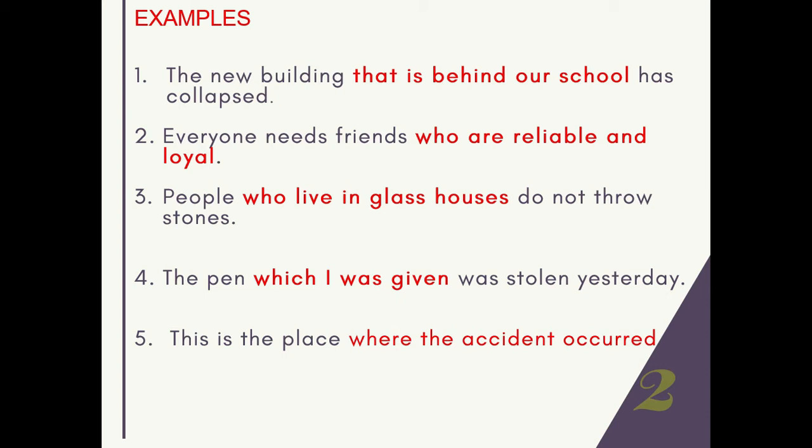The new building that is behind our school has collapsed. Let's see, that is behind our school. You can see that structure there telling us more about the building. That is what an adjective does in a sentence. So you have that structure there telling you more about the building. The new building, not the one beside, not the one in front of. The one behind our school has collapsed.